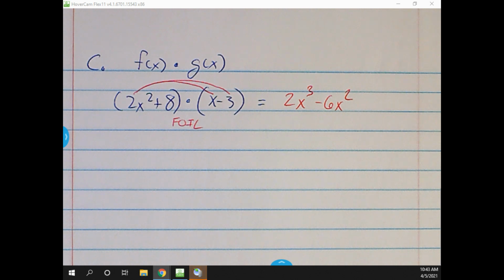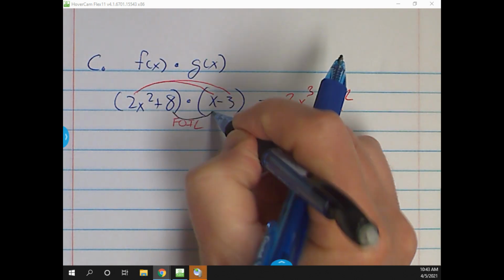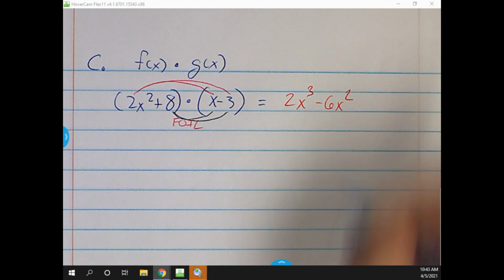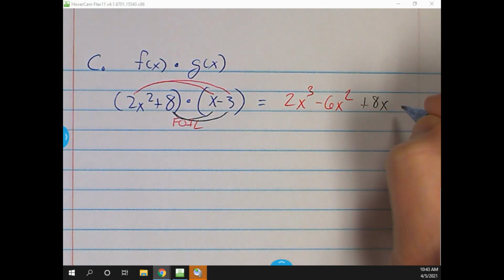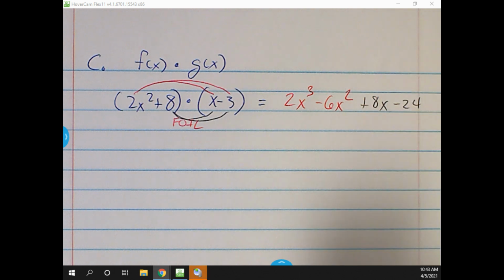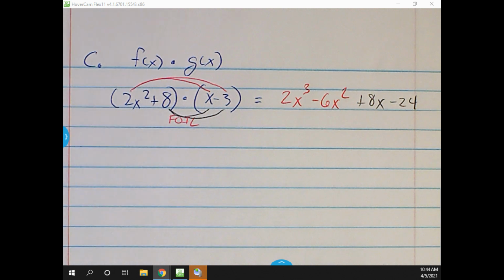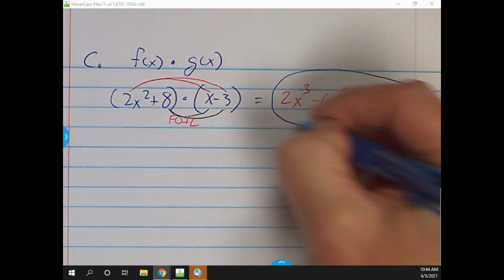All right, and then we'll do the same thing with the 8. Oh, sorry, 8 times x and then 8 times negative 3. Okay, 8 times x is 8x. 8 times negative 3 would be a negative 24. All right, and this was actually a unique full method, because when you get to the end, there are no like terms. So for this one, that is your final answer.